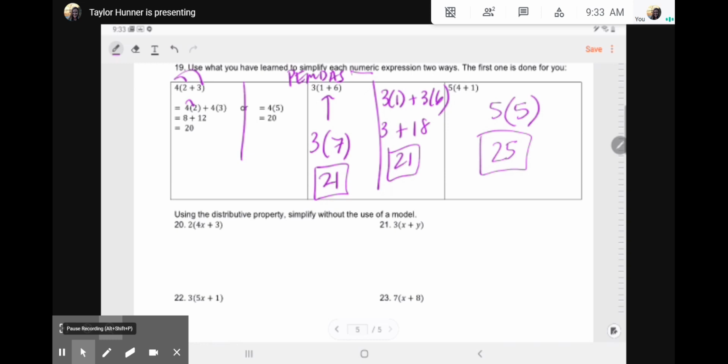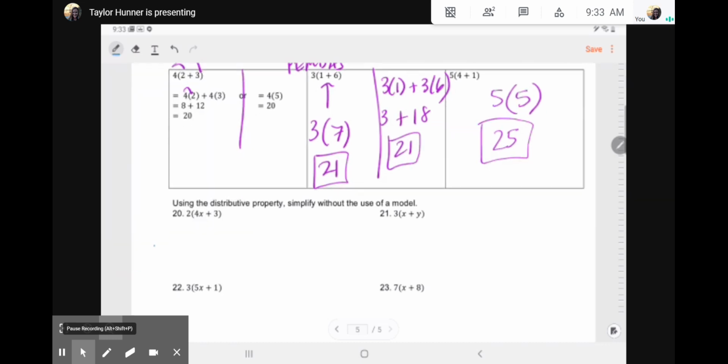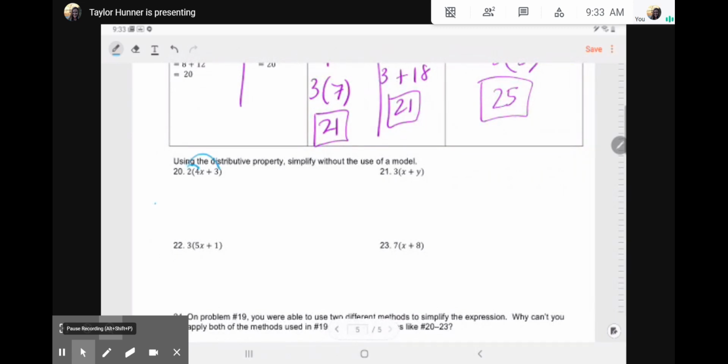So this next part says using the distributive property, simplify without the use of a model. So that's kind of the whole goal that we were getting at here, is simplify without the use of a model. So 2 groups of 4x plus 3. I'm going to rewrite 2 times 4x, and then plus 2 times 3. The most common mistake that I see, even in 8th grade, is people forget to distribute this 2 to the second term. That's a really important step there. So 2 times 4x is 8x, and then 2 times 3 is 6. Because these are not like terms, one has a variable and one doesn't, I can't combine them.